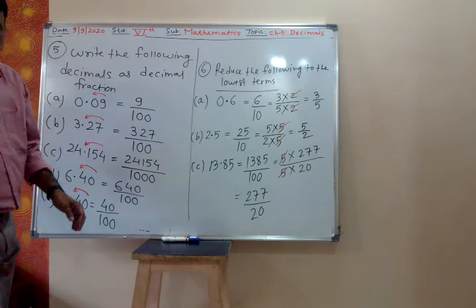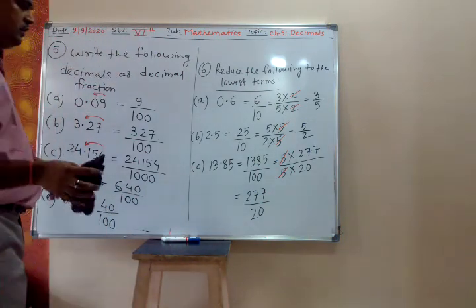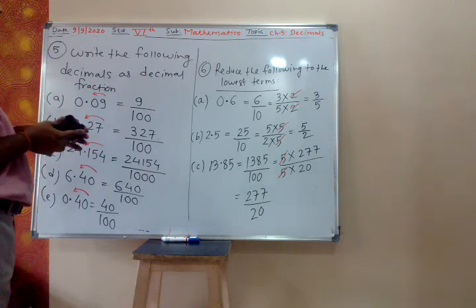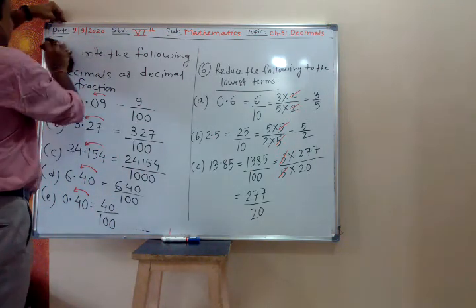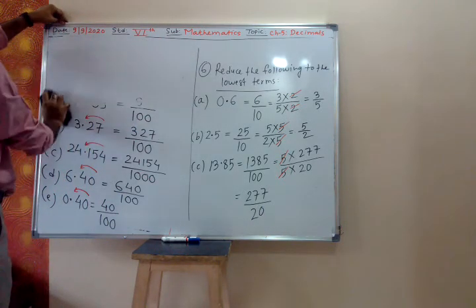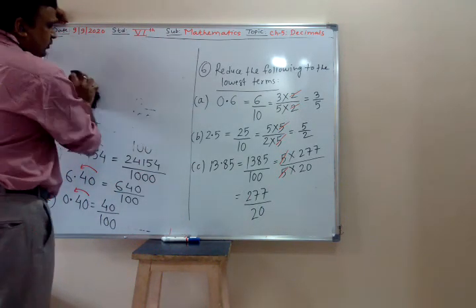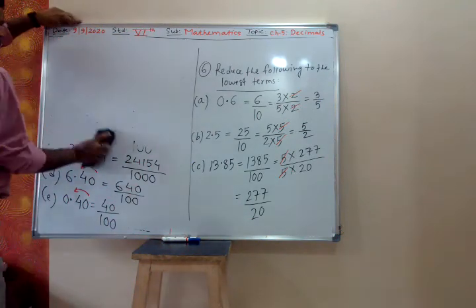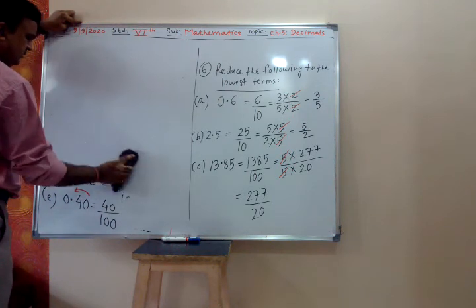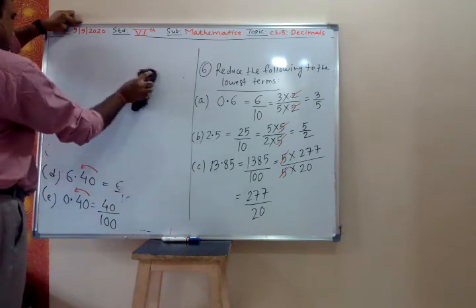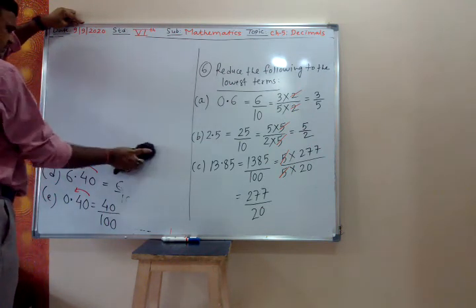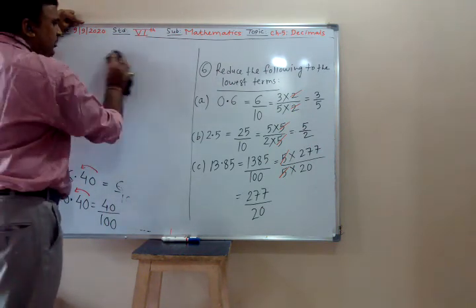There is no other common number in the numerator and denominator. You cannot cancel any common term. Now there is no common term left.